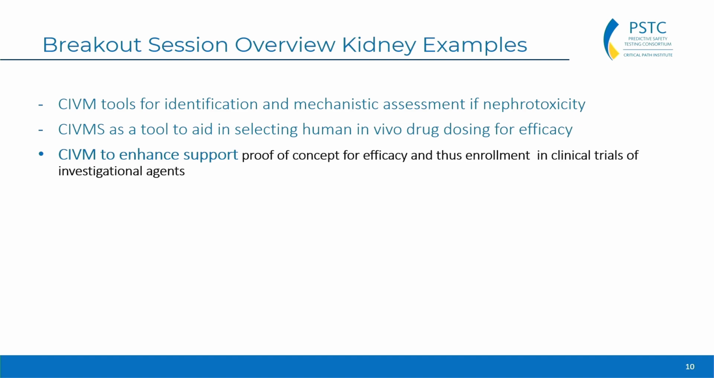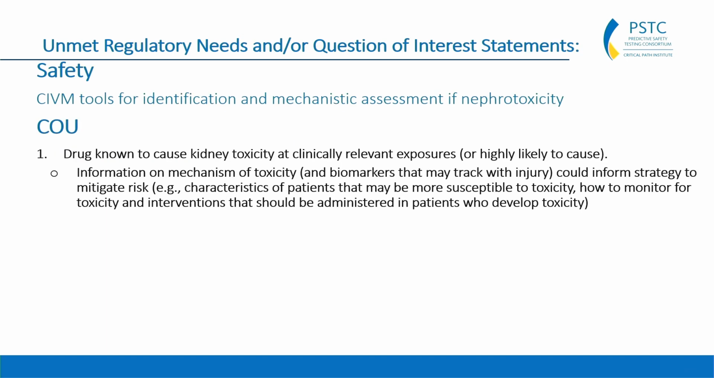A second was CIVMs as tools to aid in selecting human in vivo drug dosing for efficacy. This was a lot of the discussion in our session: how can these be used to select those doses for patients. The third was to support the concept for efficacy and enrollment in clinical trials of these investigational agents. These are high overarching concepts. We generally selected two to move forward, one for safety and one for efficacy.